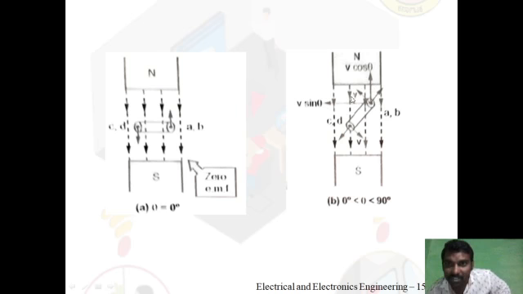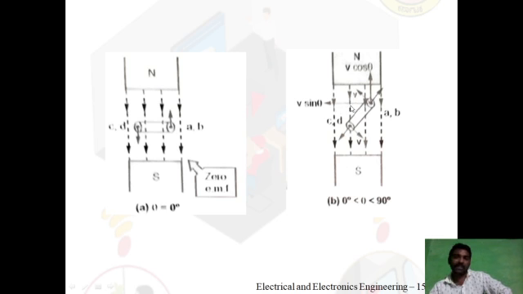If you observe this horizontal and vertical component, I can tell the vertical component, that is v cos theta, comes in parallel to the lines of flux. Therefore I can consider v cos theta is equal to 0. Because of this v cos theta, no EMF is induced, because it is parallel to the lines of flux. And v sin theta is perpendicular to the lines of flux, therefore maximum flux is cut by the conductor because of this component.